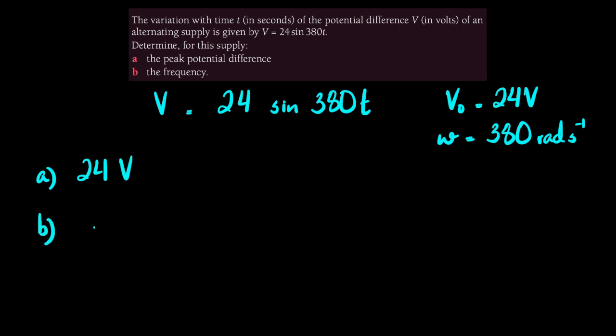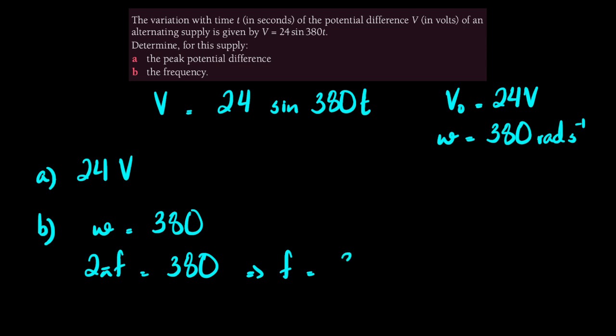Part B, the frequency. We have omega is 380, and we know that omega can be expressed in terms of the frequency as 2 pi f. So 2 pi f equals 380. Then for f, we just need 380 over 2 pi, and that's going to be the frequency in hertz. To 2 significant figures, this turns out to be 60 hertz.